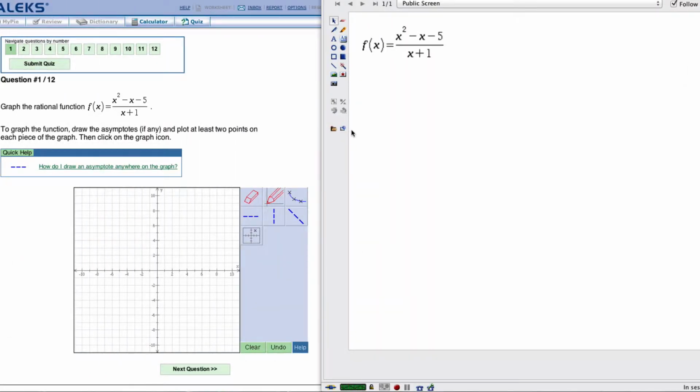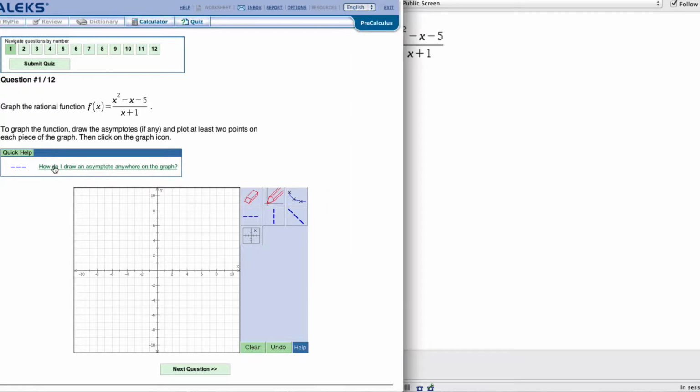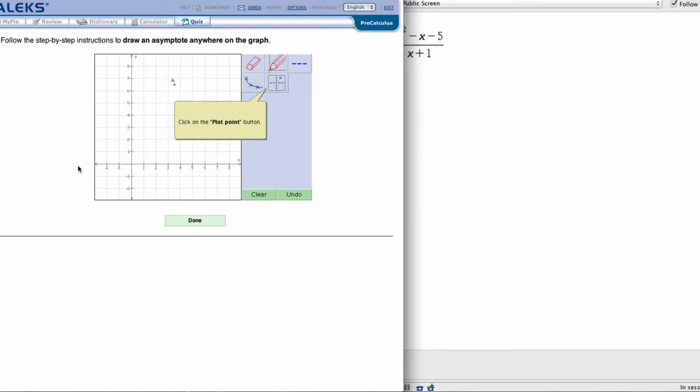I'm going to do sketching a graph of a rational function, problem type 2. In this problem you can see they're giving you a rational function and they ask you to draw the asymptotes and plot at least 2 points on each piece of the graph. And then click this graph icon. Remember, when you see these things as you're doing these problems, like how do I draw an asymptote anywhere in the graph, it's not a bad idea to click on these and get some instruction, and it'll walk you through those steps.